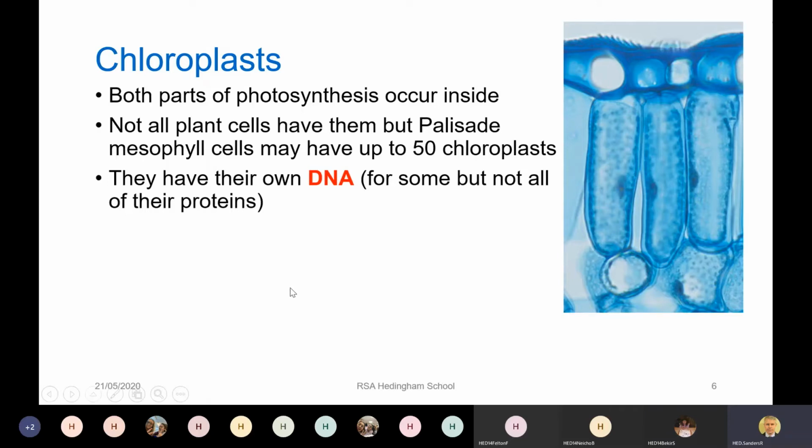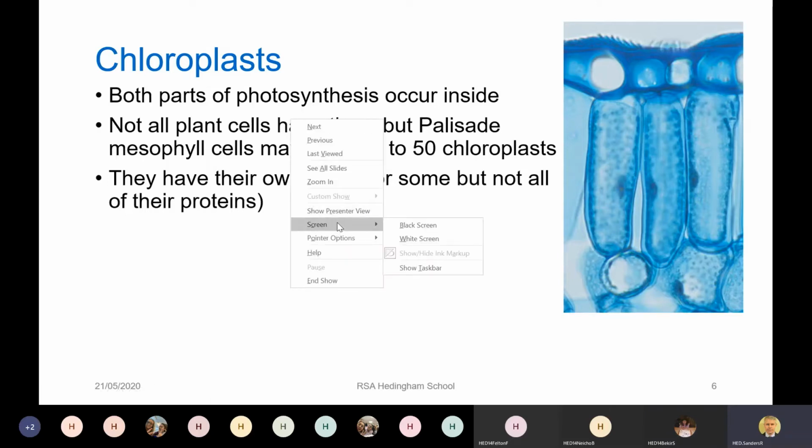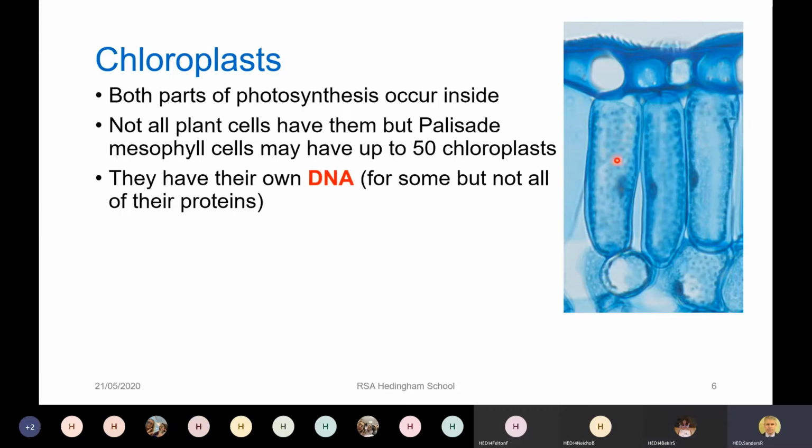I'm just going to change my pointer. Here we go. So these are the palisade cells here, and you can see they're chock full of chloroplasts. If you look at the epidermis cells at the top, you'll see that they haven't got any or very few.